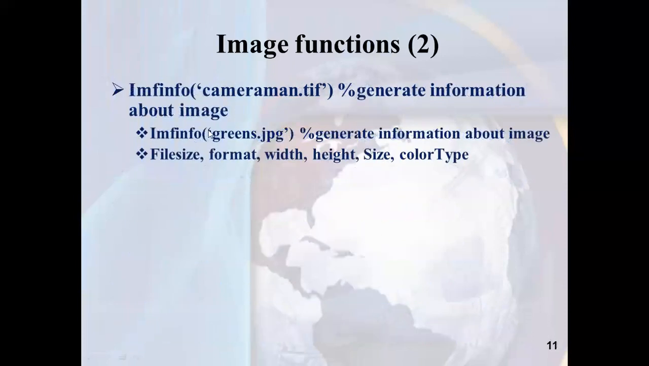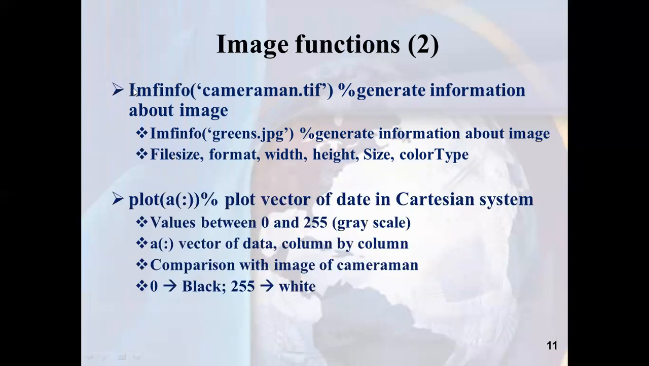Okay, now imfinfo generates information about the image. For example, imfinfo of cameraman.tif returns the information about this image. What does information mean? It means file size, format, width, height, color type, and many other pieces of information. Of course, in the MATLAB workspace you can write imfinfo of cameraman.tif or greens.jpg and find out the different information generated by this function.